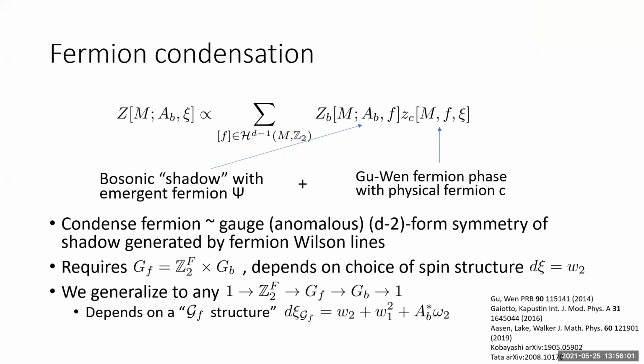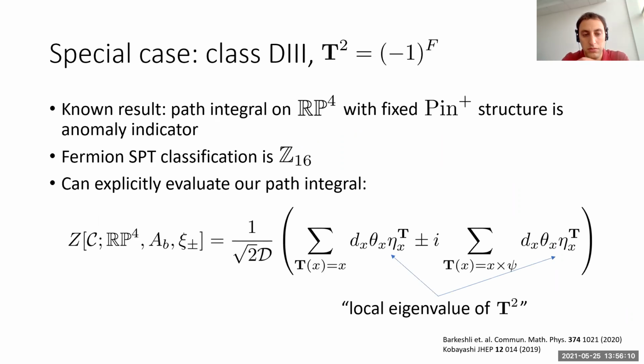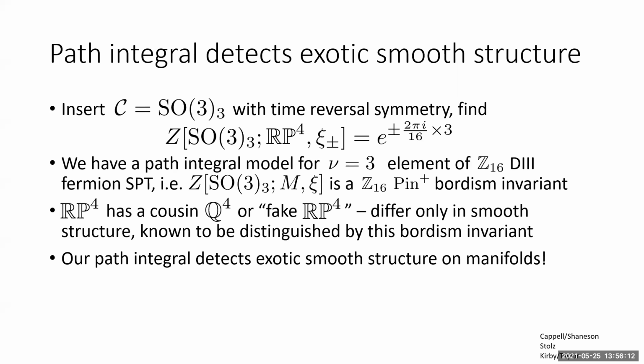Okay. All right. Sorry, just the last one. You have this Q4, this fake RP4. There's some maybe manifold generator in 4 dimensions. And what does this detect? I'm sorry? Does this detect some anomaly? Which anomaly is it? What does it detect?